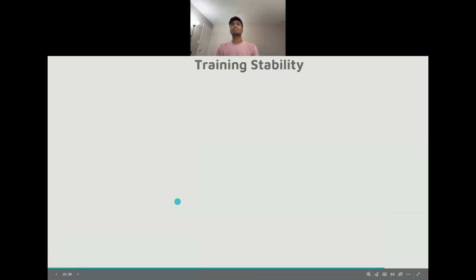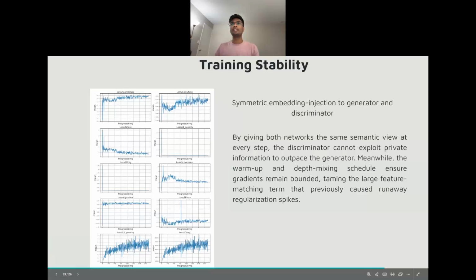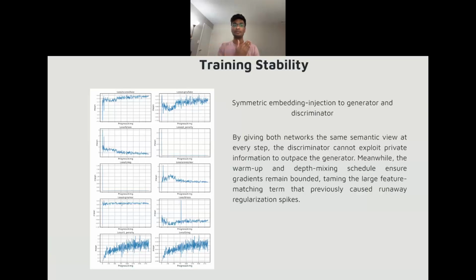So what actually helped was to maintain a symmetric embedding injection, which is to send embeddings through the generator and the discriminator, so that the generator doesn't cheat to somehow fool the discriminator. This actually helped to maintain the training stability, and then we were able to get better FID scores compared to the baselines.